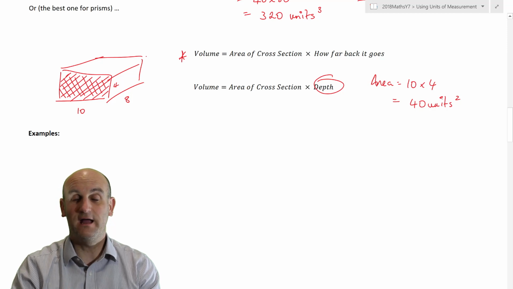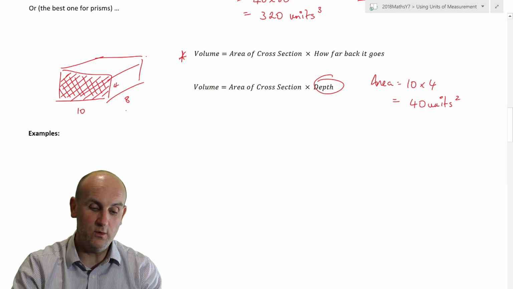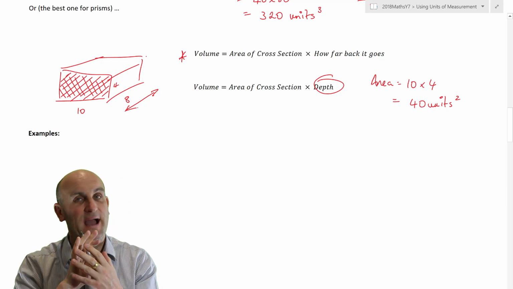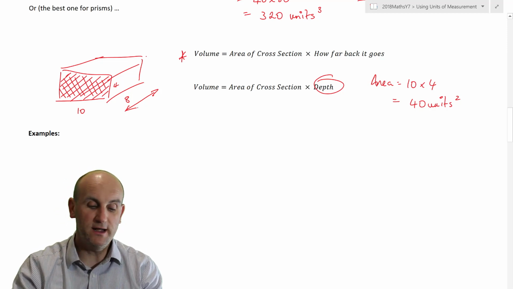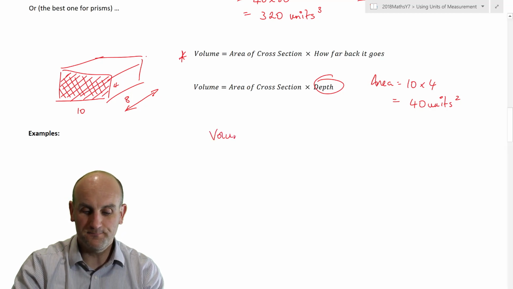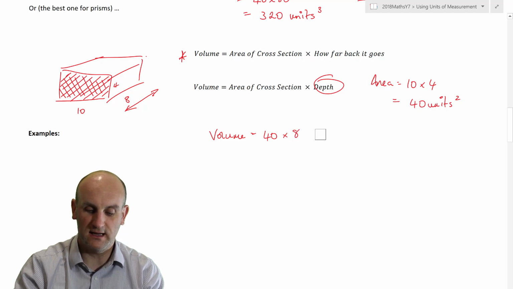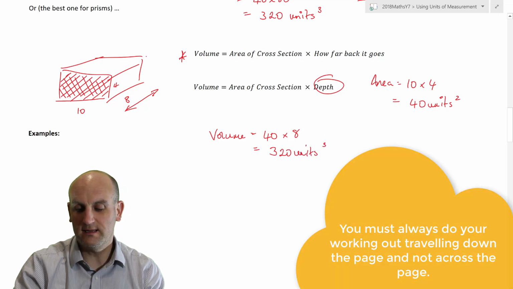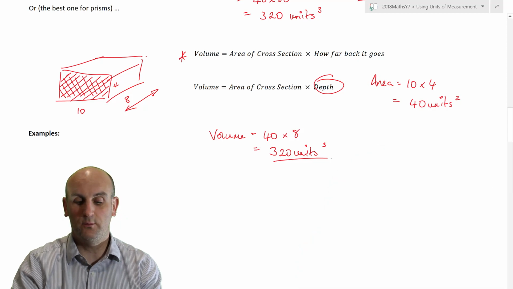Having found the area of my cross-section, I now multiply it by how far back it goes. And again, back is very relative, but I know that it's going 8 units back. So I'm going to now say that my volume is equal to 40, which is the area of my cross-section, times by 8. Whoops, don't do it there, Mr. Smith, that's bad. Which gives me 320 units cubed again. Now, that's good because that's exactly what it was before.